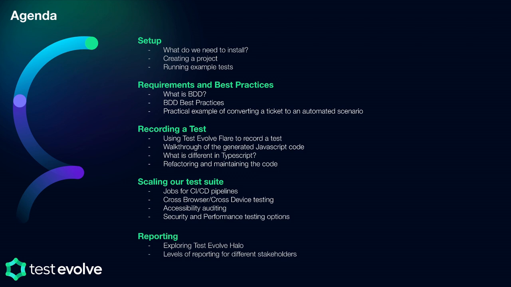And finally, we'll look at reporting. You probably have lots of different stakeholders in your organization. You want different levels of reporting for different people. So we'll explore the options that we have there, and we'll explore Test Evolve Halo, which is our reporting platform. Really, really powerful tool to share real-time information on the quality of your software. That's quite a lot to get through in just an hour, so let's dive in.